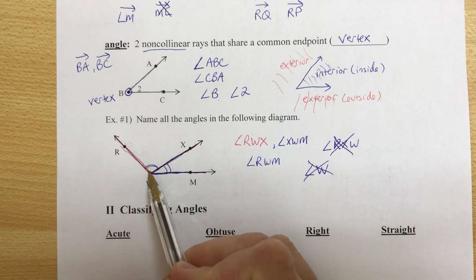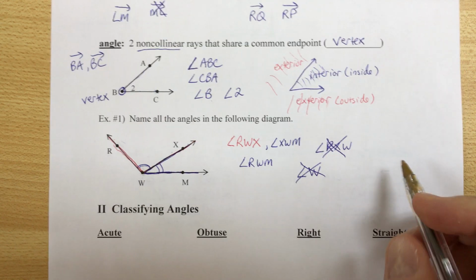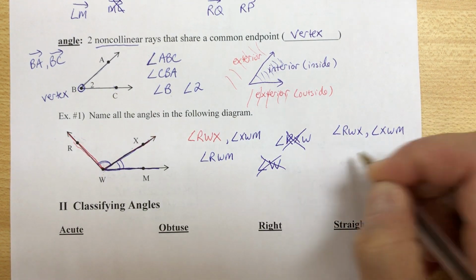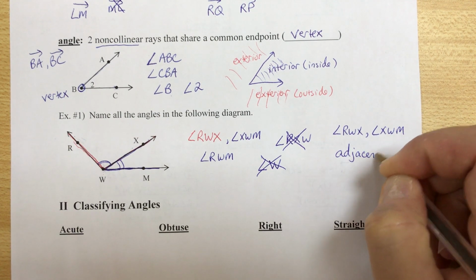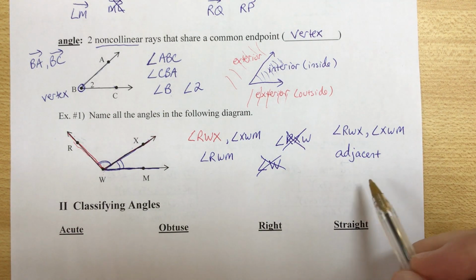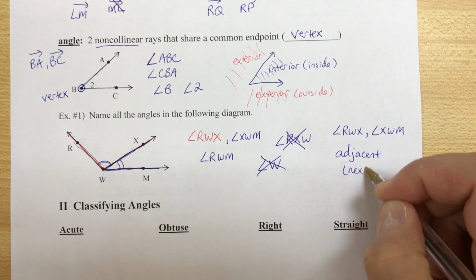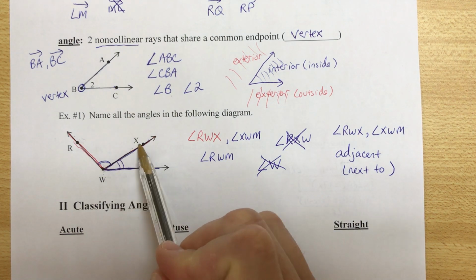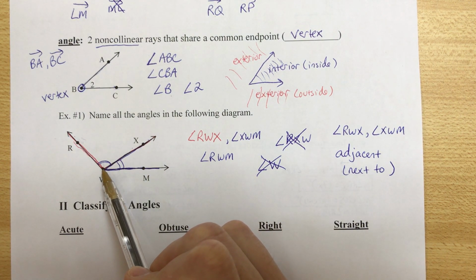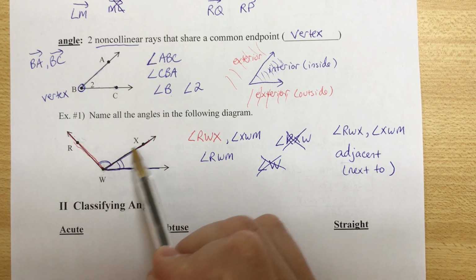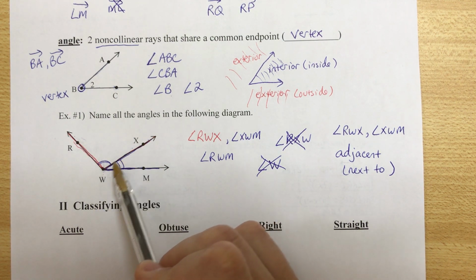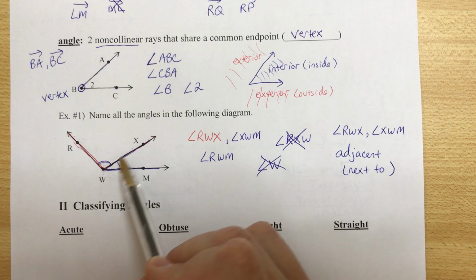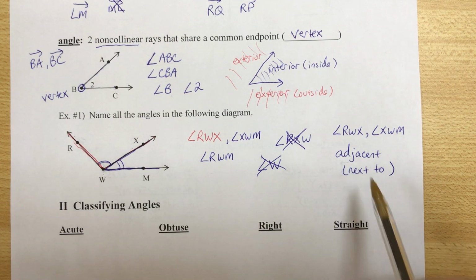And we would say angle RWX and angle XWM. On the side here, angle RWX and angle XWM are adjacent. You'll see this word again in the next set of notes, but adjacent means next to. So those two angles both have the same ray and the same endpoint, but anything inside RWX is not inside XWM. So they're next to each other, but they don't overlap. Those two small angles are adjacent to each other.